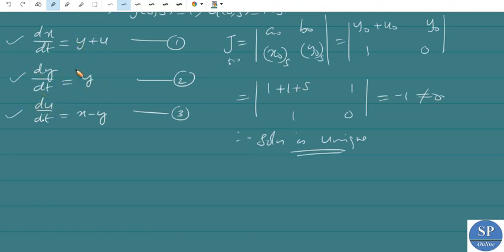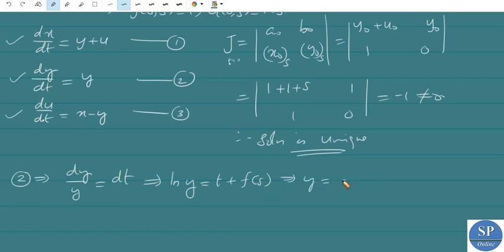From the second equation, since it is separable, we can write it directly. From equation number 2 we can write dy by y is equal to dt. Now on integration we get ln of y is equal to t plus some constant of integration. That implies y equal to e to the power t plus f of s. So we can write this as e power t into f2 of s, where f2 of s is e to the power f of s. So y equal to this.